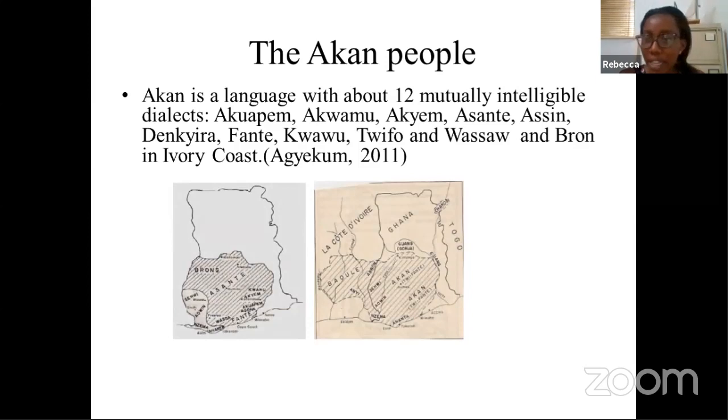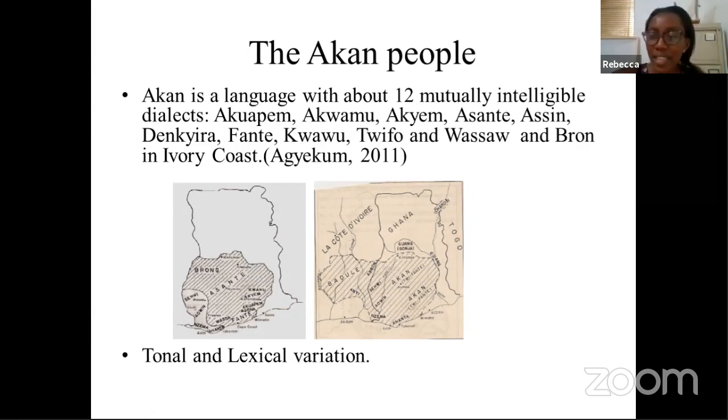And where can we find these people, the Akans? Looking at our map here, we can find the Akan people predominantly living in this part of Ghana. That is the southwestern part of Ghana, and some parts of Ivory Coast. We can see that in the image as well.